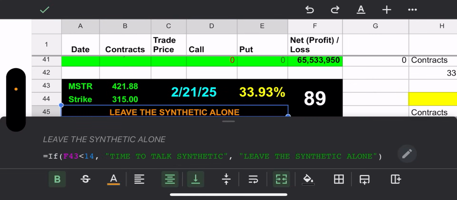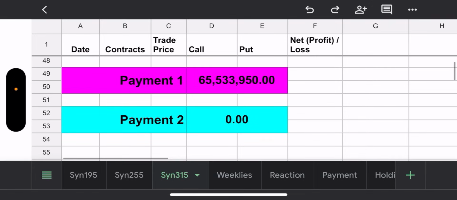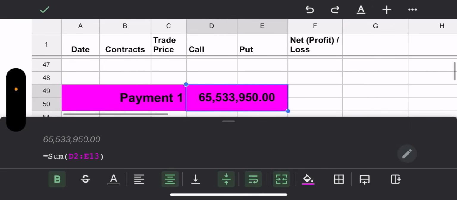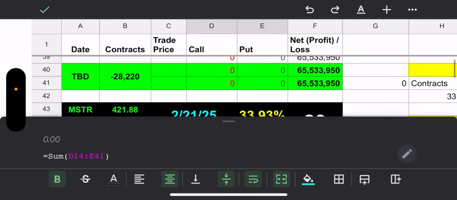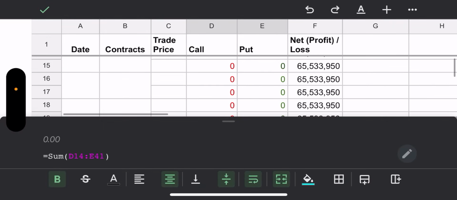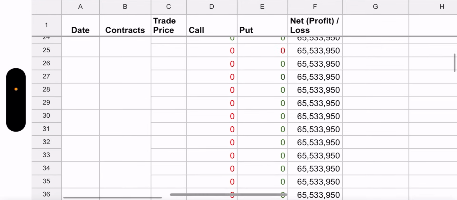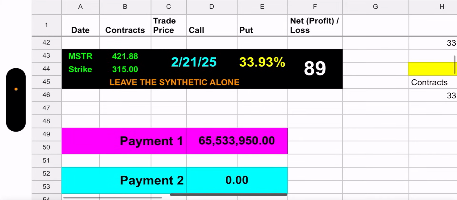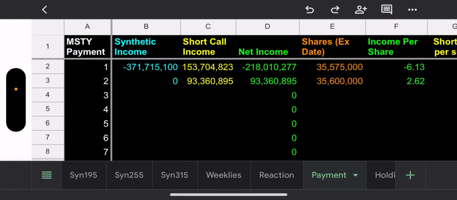So you can see here, it says leave the synthetic alone because 89 days, obviously greater than 14. So obviously it tells you don't talk about the synthetic. And then here, payment 1 grabs up to E13, and then payment 2 is picking up as of D14, which, these dates, this is all manual, unfortunately, as well. So that is something I do have to add because these cells down here, this is where the payment information pulls from, right? When I put that synthetic information on the payment tab, it has to pull from here, right?